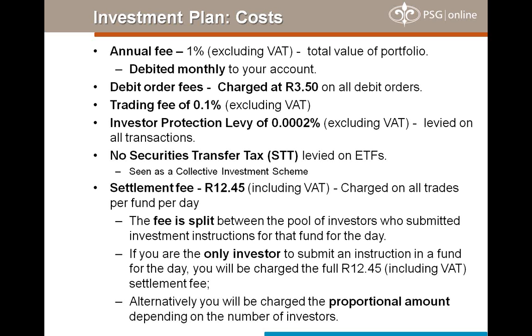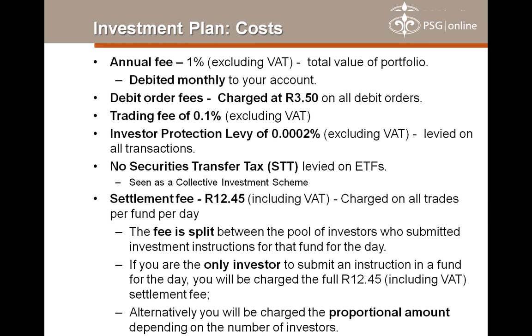Now, with the investment plan, just understand that the fee is split between the pool of investors who have submitted investment instructions for that particular fund on that day. So if you're the only person to have bought that particular ETF that day, you have to pay the $12.45. If it's a pool, obviously it's divided proportionally. Now, this is all in the terms and conditions when you sign up with the investment plan. Just understand that the settlement fee is pooled. Alternatively, you pay for all of it.